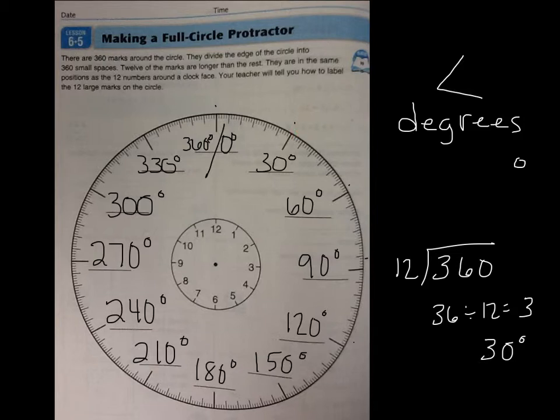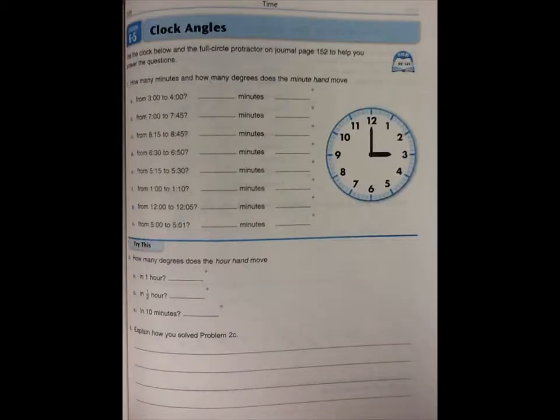We're going to use this clock to help us solve some problems on the next page of our math journal. So on page 153, who would like to read the directions for us? Alright, now we're going to think how many minutes and how many degrees does the minute hand move. So if we're going from 3 o'clock to 4 o'clock, how many minutes have passed by? Right, 60 minutes. Now if we look back at our clock that's all labeled, how many degrees is it when we go all the way around the clock, or 60 minutes? 360 degrees. Turn and talk with your partner to try B through H together.